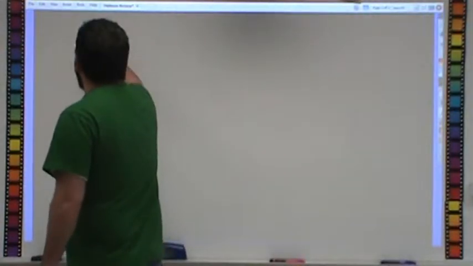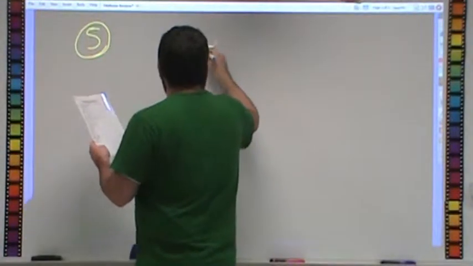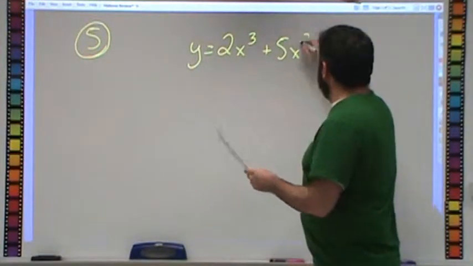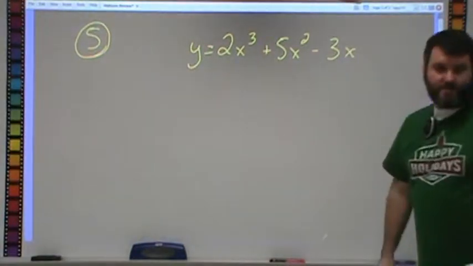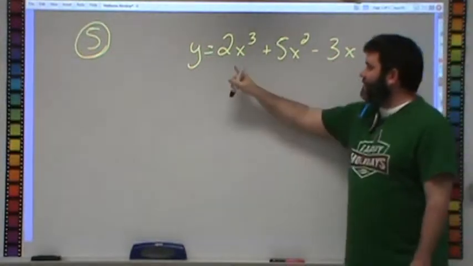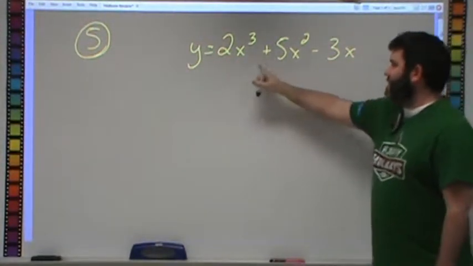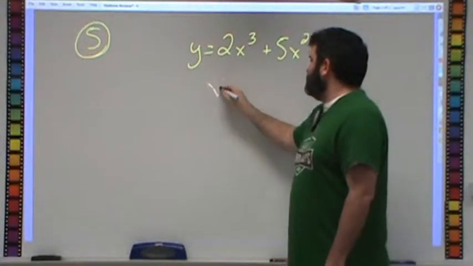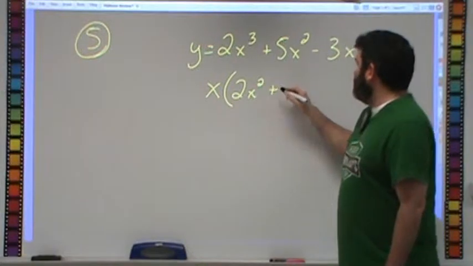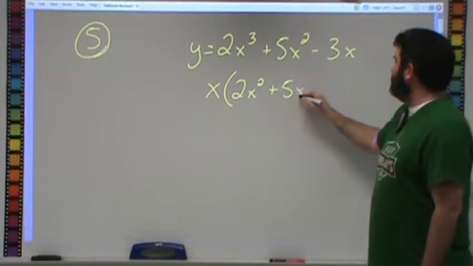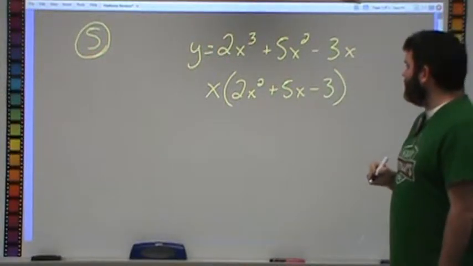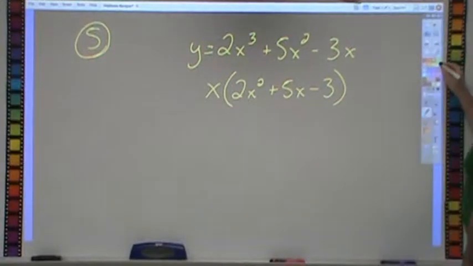Number 5, I worked this one a lot in class, so if you don't get it now, you're not going to get it. I need to find the zeros of an equation. To find the zeros of an equation, you factor the problem. I first look for a GCF. I'm looking for anything that all three have in common. The numbers cannot be divided by anything, but everything has an x, which means I can pull an x out. If I pull an x from 2x cubed, it leaves 2x squared. If I pull an x from 5x squared, it just leaves a 5x. If I pull an x from -3x, it just leaves -3. Okay? I've got a perfect little quadratic here that I can now factor.